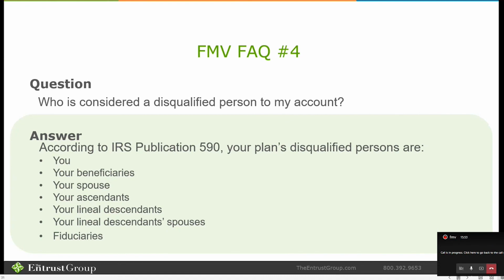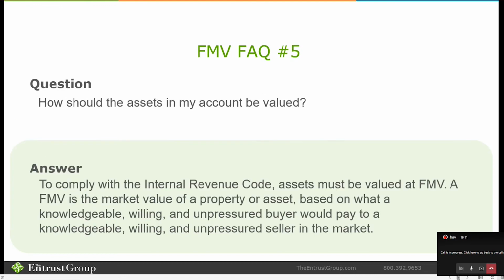Who is considered a disqualified person to your account? You as the account holder, your spouse, your ancestors, so parents, grandparents, etc., your lineal descendants, so children, grandchildren, etc., spouses of lineal descendants, and then also beneficiaries of your account, and fiduciaries to your account are all considered disqualified persons.